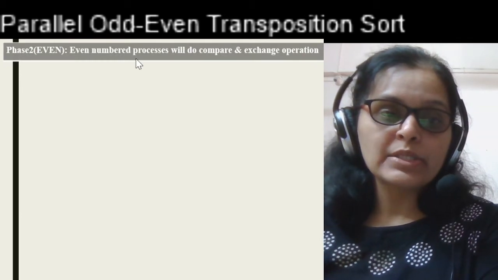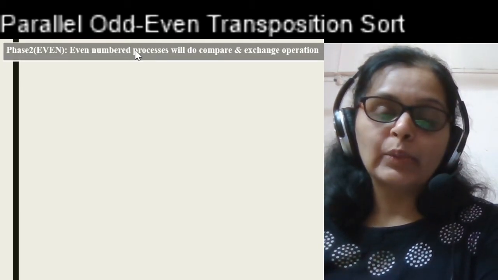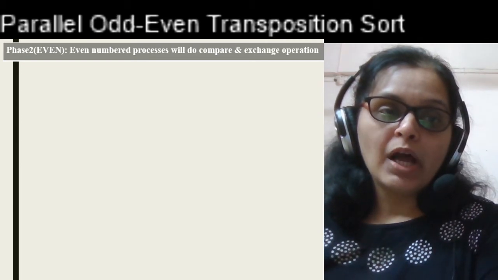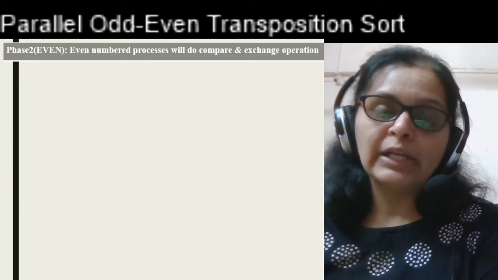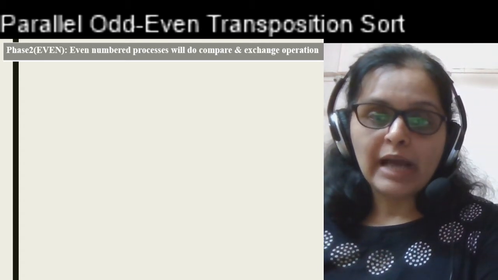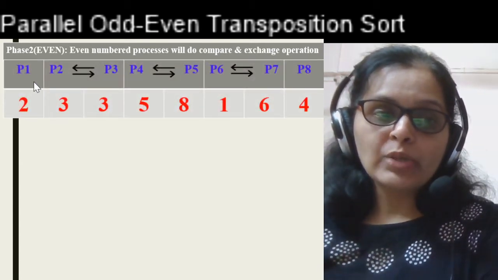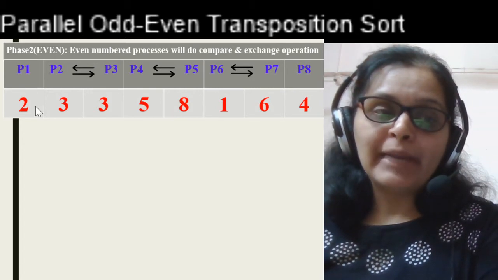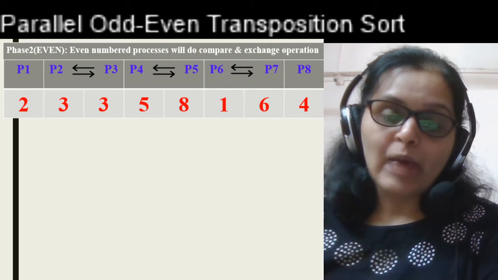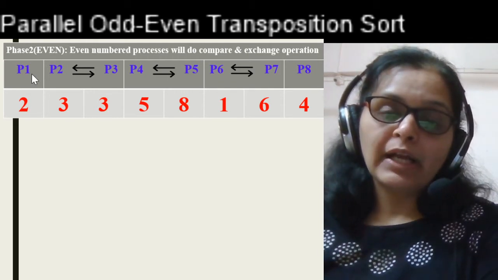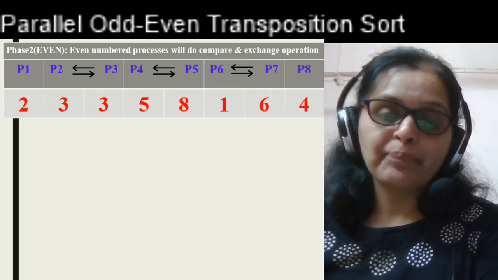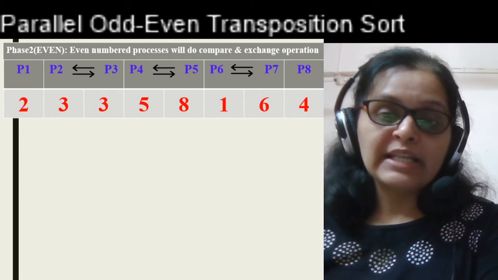See students. So now I am showing you the even phase. So here in even phase, even numbered processes will do the compare and exchange operation. Let us say how. So here P1, the element 2 which is with P1, it is kept as it is. Why? Because P1 is odd process. So we are not including it in this even phase, is it?